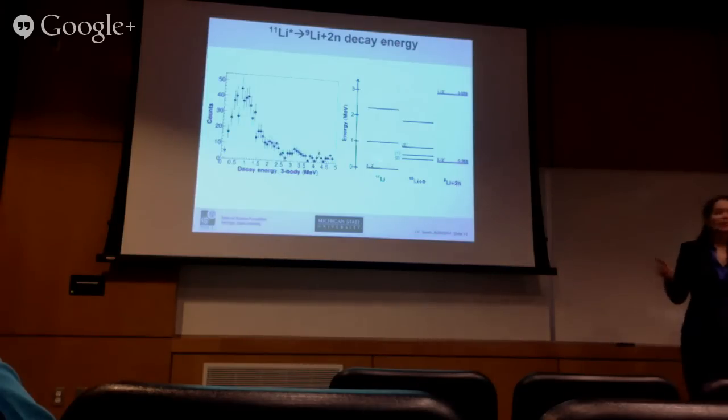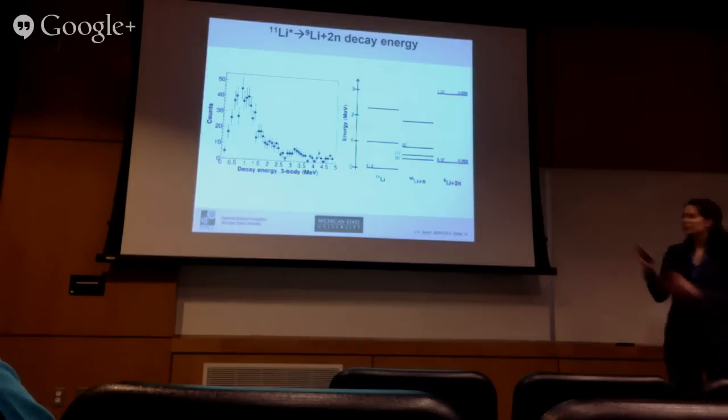So our decay energy spectrum, in this case, looks like this. The decay energy is on the x-axis, in MeV, and you can see a peak right here, just below 1 MeV decay energy. So if we do just a quick comparison with this level scheme, we can see that this is consistent with all the measurements of this state right here.